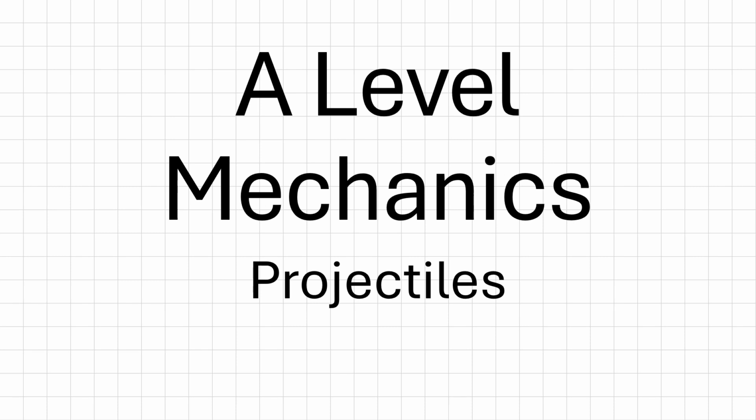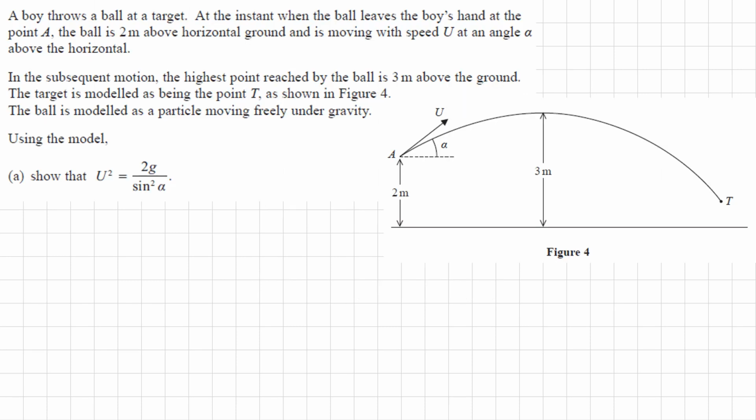This is an A-level mechanics question on projectiles. A boy throws a ball at a target. At the instant when the ball leaves the boy's hand at the point A, the ball is 2 meters above horizontal ground and is moving with speed u at an angle alpha above the horizontal. In subsequent motion, the highest point reached by the ball is 3 meters above the ground.